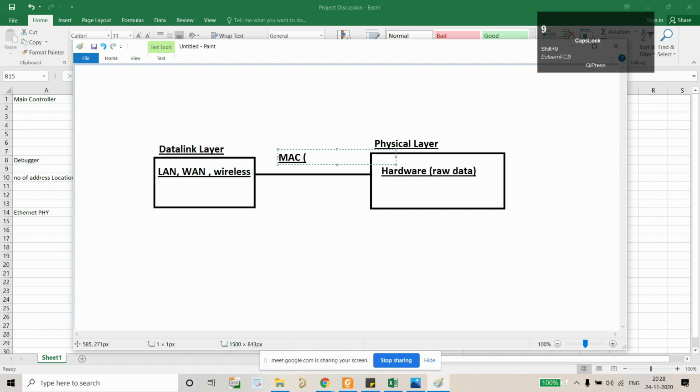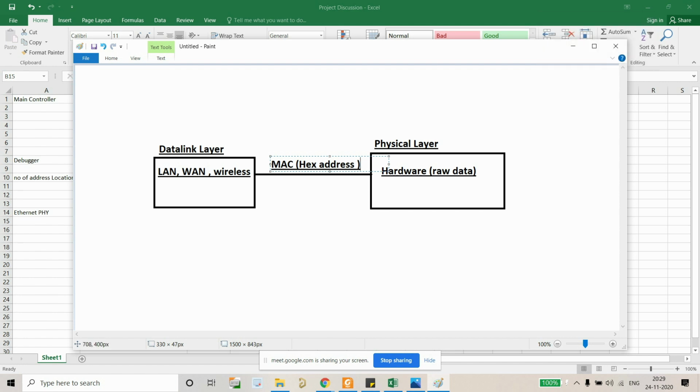It is just a hexadecimal address. It is just a hex address assigned to the physical layer. Through that MAC, we communicate with other physical layers, or other things, using the data link layer.